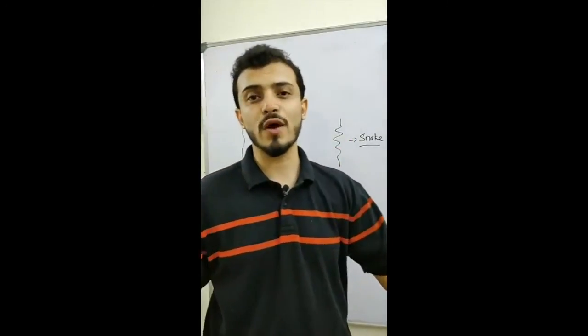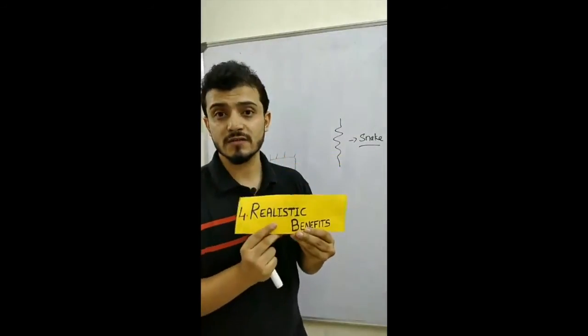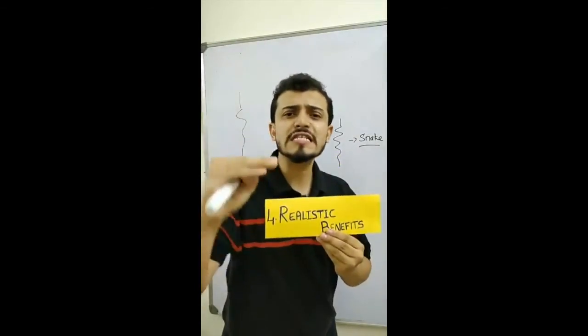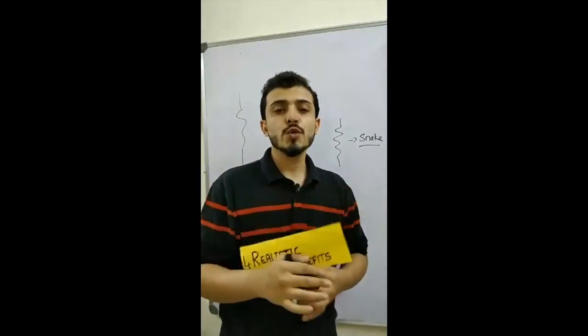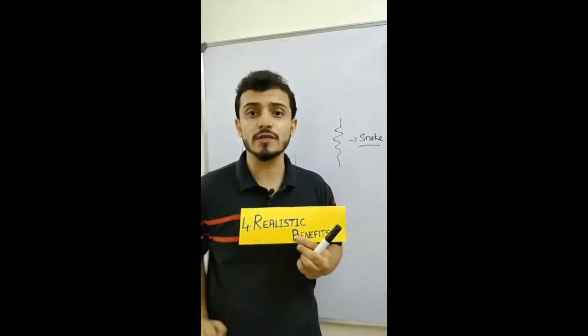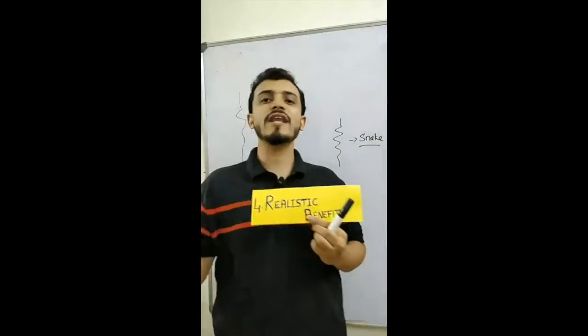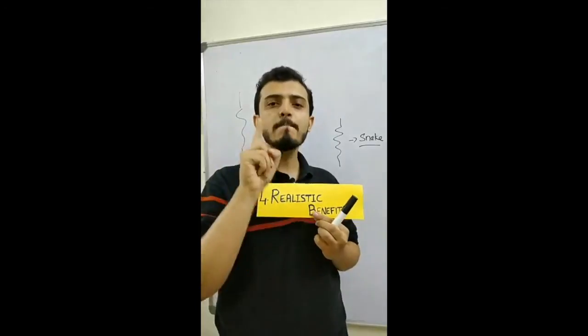Next strategy, the 4th one: the realistic benefit. Find a realistic benefit immediately. You can see a monetary benefit. People are making a lot of money. That's also good. People are enjoying it. That company is providing really good opportunities. Whatever it is, find one benefit.